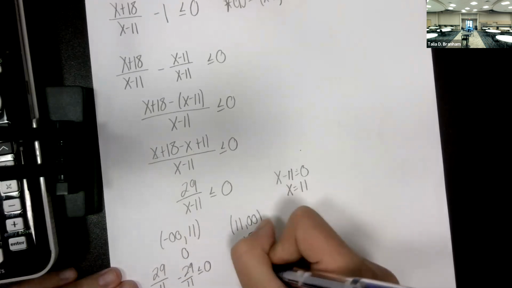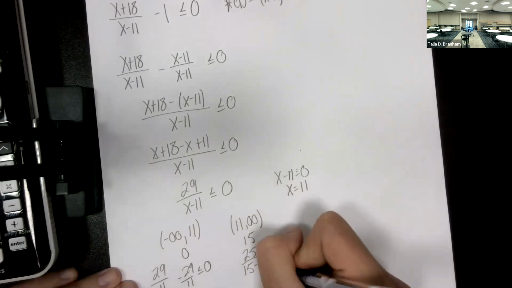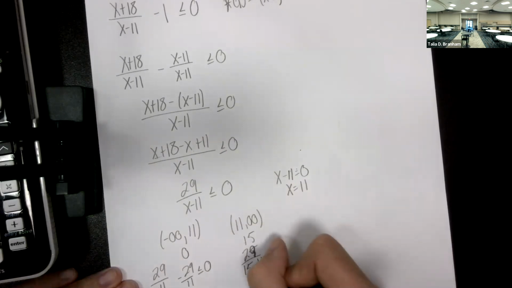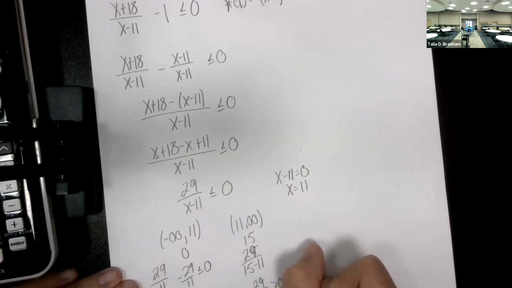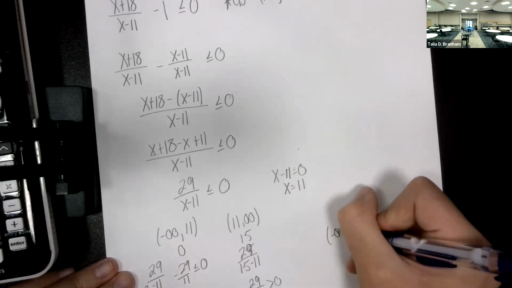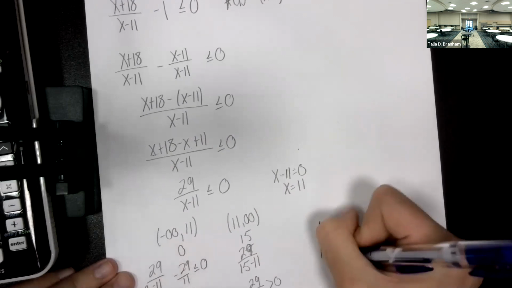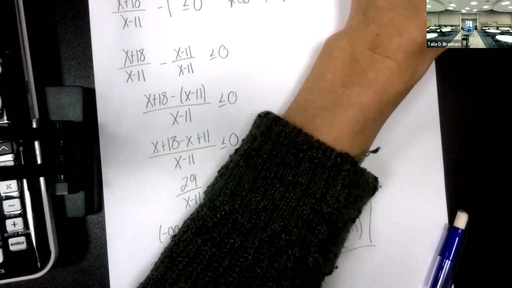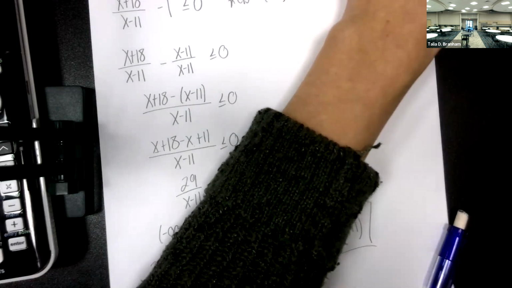We'd have 29 over 15 subtract 11, which would be 29 over 4, which is greater than or equal to 0. So this one is false. So our answer should be negative infinity to 11. I'm going to check that real quick. Negative infinity to 11.